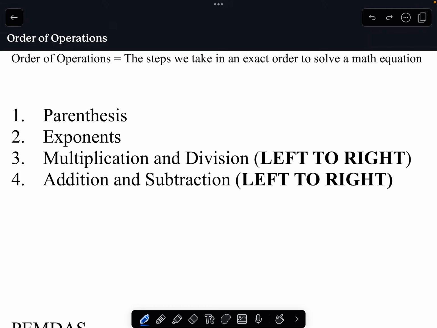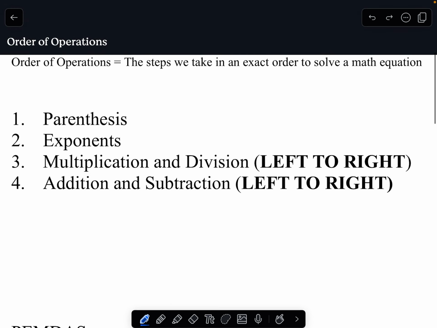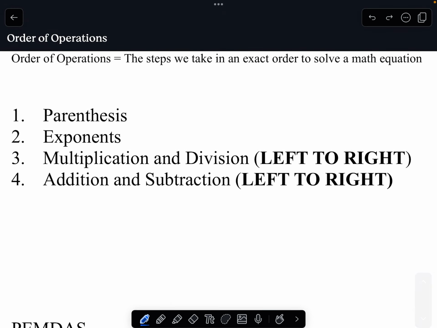And I can tell you, I know students who are really awesome at multiplication and division and addition and subtraction. And if they miss even one step in their order of operations in solving a math equation, they'll get the wrong answer. So it's really, really important to know the order of operations. And what are the order of operations? Well, let's start. So the first step is parentheses.